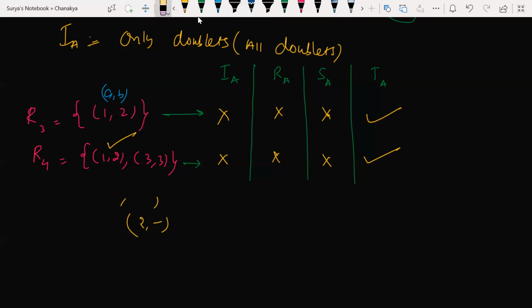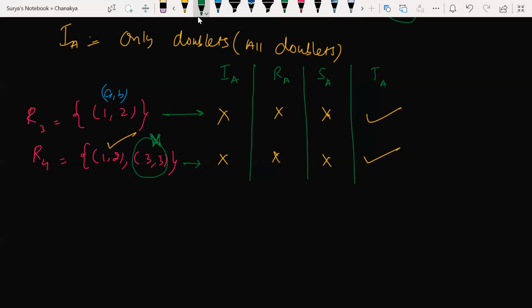Next ordered pair is what? 3, 3. Arey yaar, 3, 3 is a doublet. Doublet always passes transitivity again. Beta, I'm telling again and again, doublets always pass identity, reflexive, symmetric and transitivity. Whenever there are doublets, we will not check them. Other than that, we'll be taking A, B. I'll never take this as A, B.